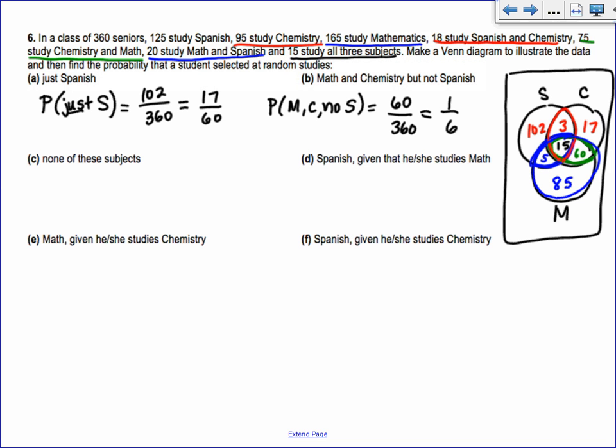Okay, none of these subjects. So we didn't find one part of our Venn. I guess I didn't finish the Venn, did I? I need the part that's in none of those circles. So the part that's out here. Did anybody find that?